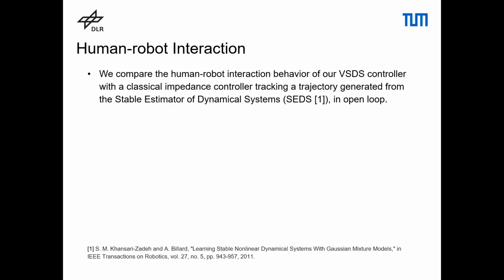We compare the human-robot interaction behavior of our VSDS controller with a classical impedance controller tracking a trajectory generated from the stable estimator of dynamical system in open loop.